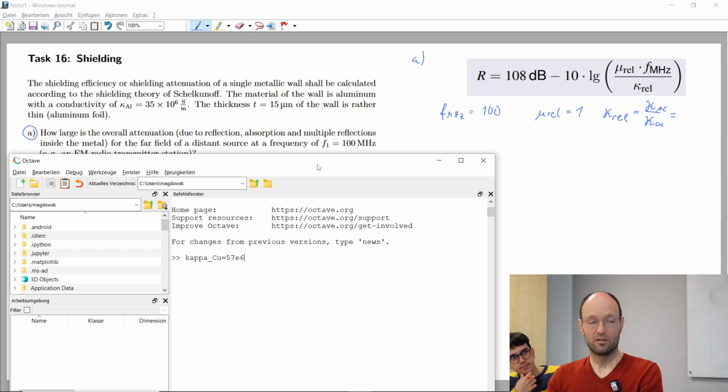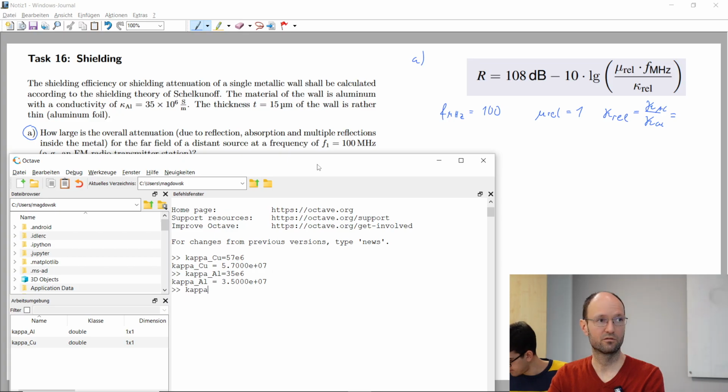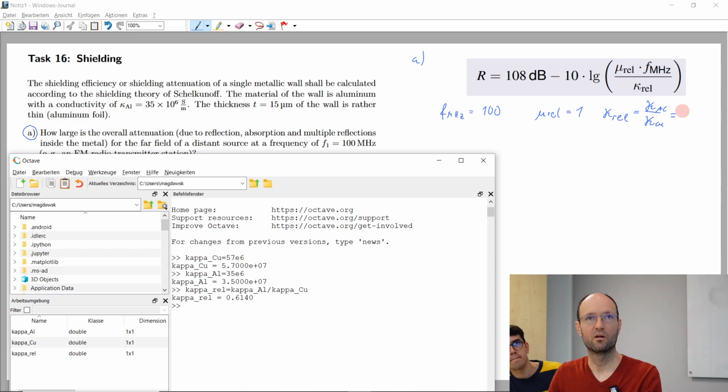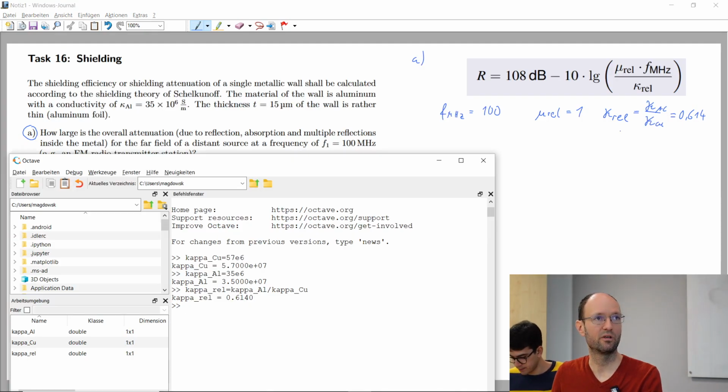Okay, so we can say kappa of copper is 57 times 10 to the power of 6 Siemens per meter. The conductivity of aluminum is 35 times 10 to the power of 6, and the kappa relative is the kappa of aluminum divided by the kappa of copper. We should get something like 60%, or 0.614. I will note this down here, 0.614.